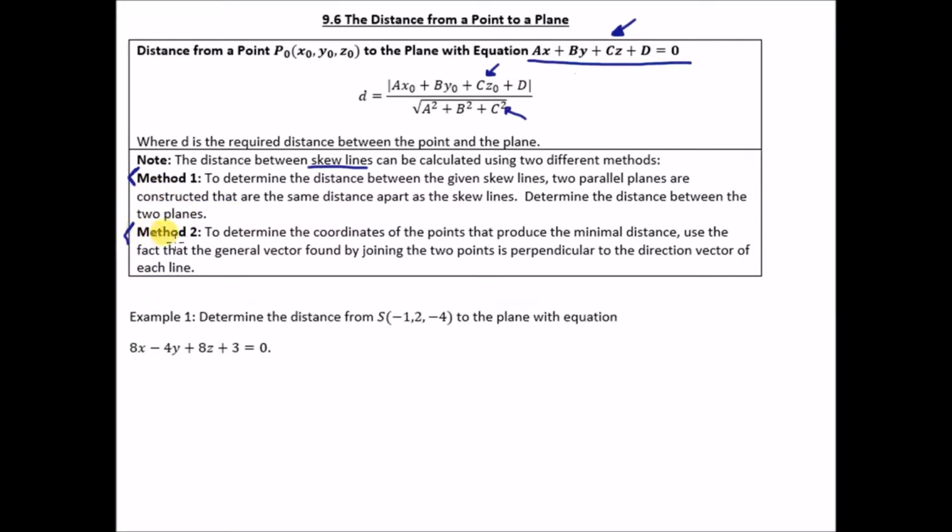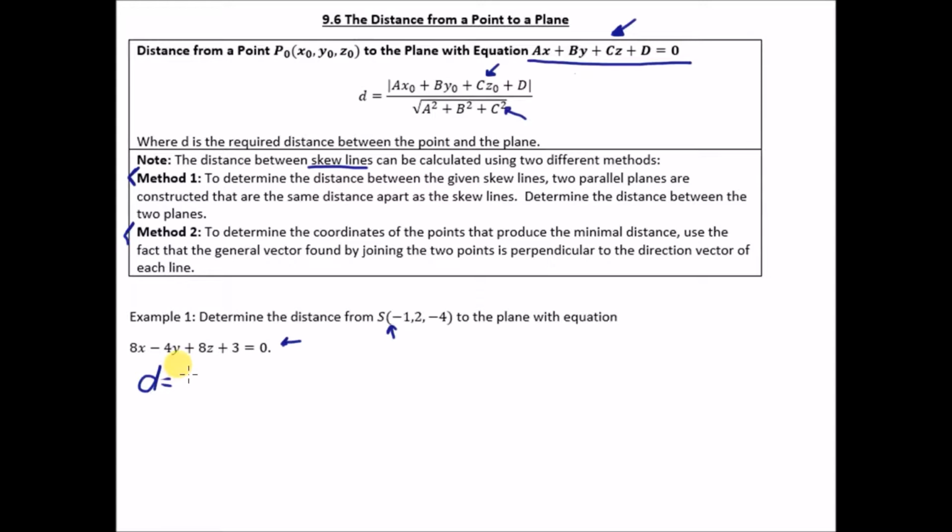Now, method two, we can determine the coordinates of points that produce the minimal distance and use the fact that the general vector found by joining two points is perpendicular to the direction vector of each line. Okay, a little bit more complex. Let's start with an easy one. So determine the distance between this point and this plane.